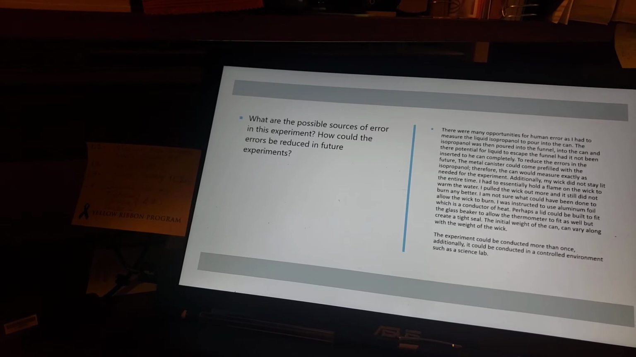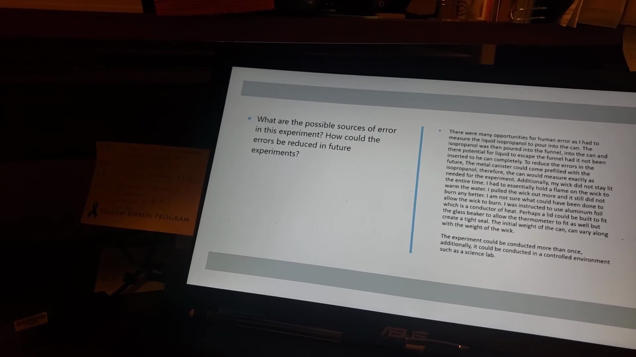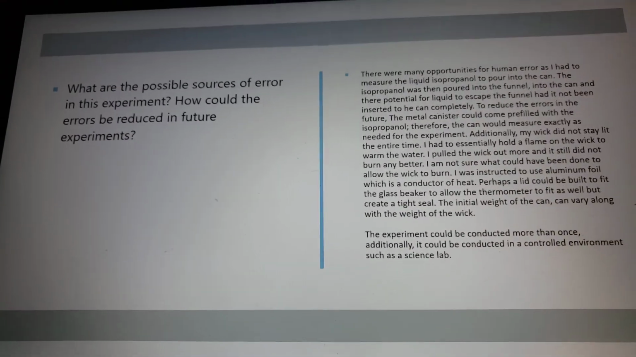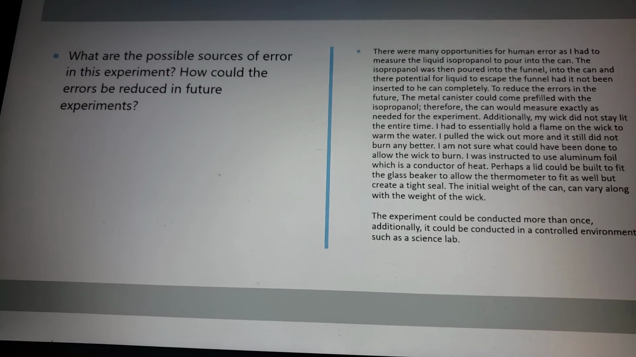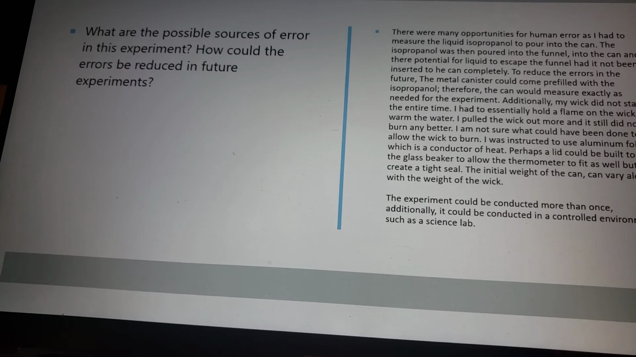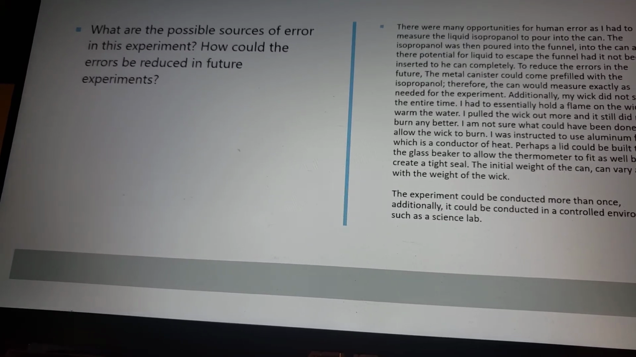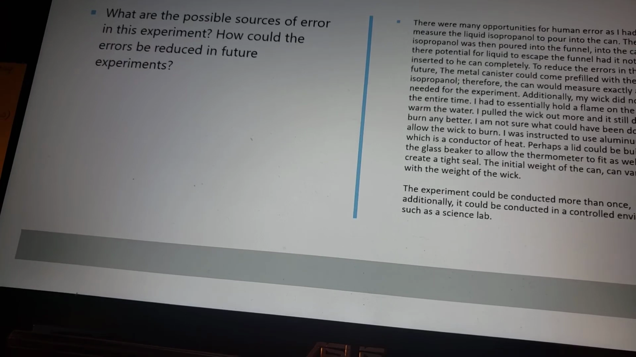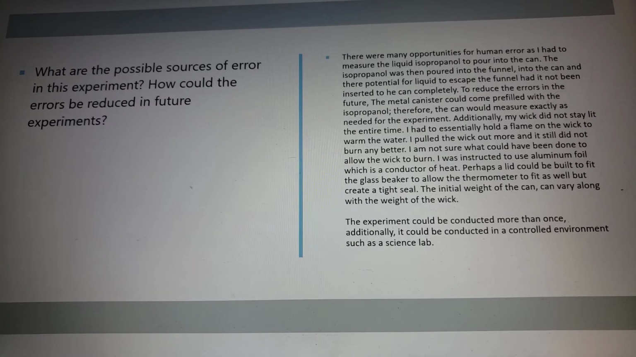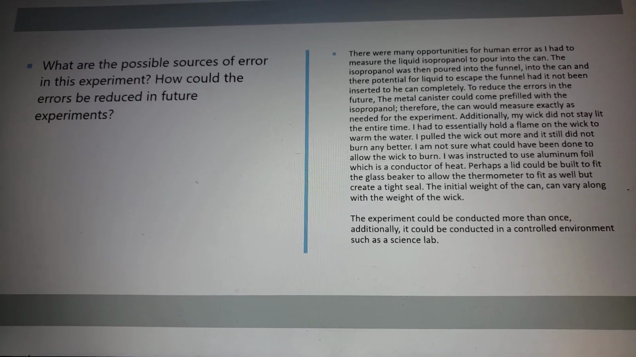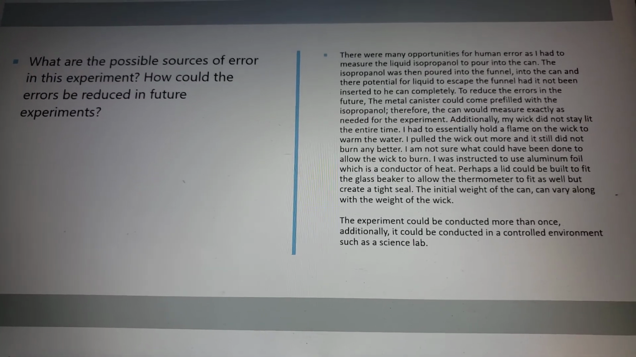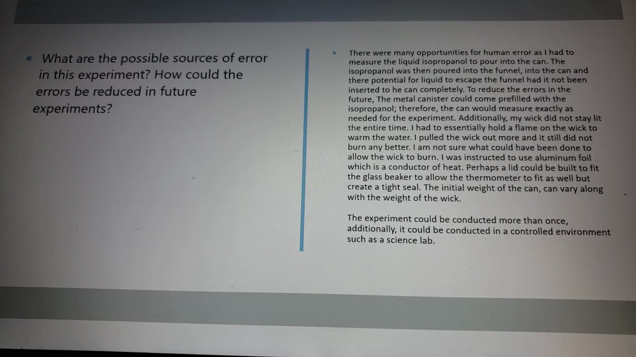So what are the possible sources of error in this experiment? And this just kind of goes back to what I was explaining earlier, that human error is always going to be a source of error. There were many opportunities for human error, as I had to measure the liquid isopropanol to pour into the can, which I poured into the funnel, and there could have just been some room for spillage there. And all the isopropanol might not have gotten into the can as needed or required. It did not happen for me, but it could have been a potential.